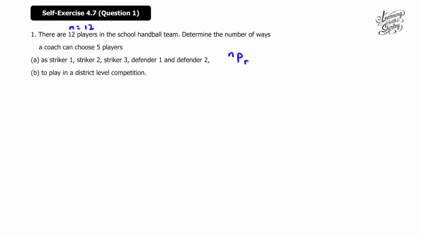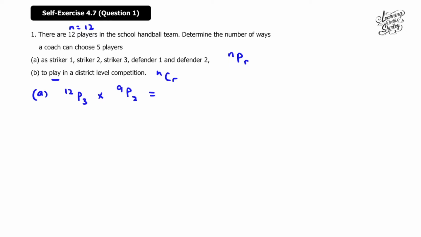Whereas for B, to play in the district level competition, for this one, because there's no position involved, therefore we use nCr. Okay, so let's solve for A. For this one, you're going to choose 3 strikers. So n is 12, so 12P3. And then times with, because 3 players have already been selected for strikers, therefore only 9 players are left for defenders, for 2 defenders.